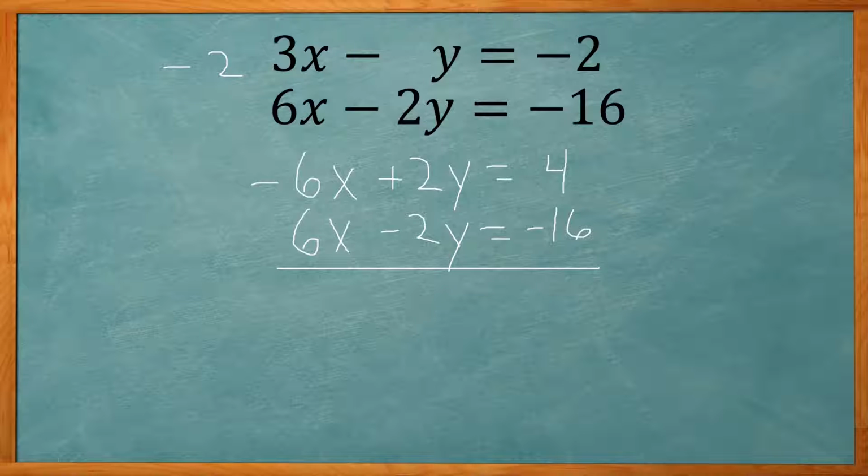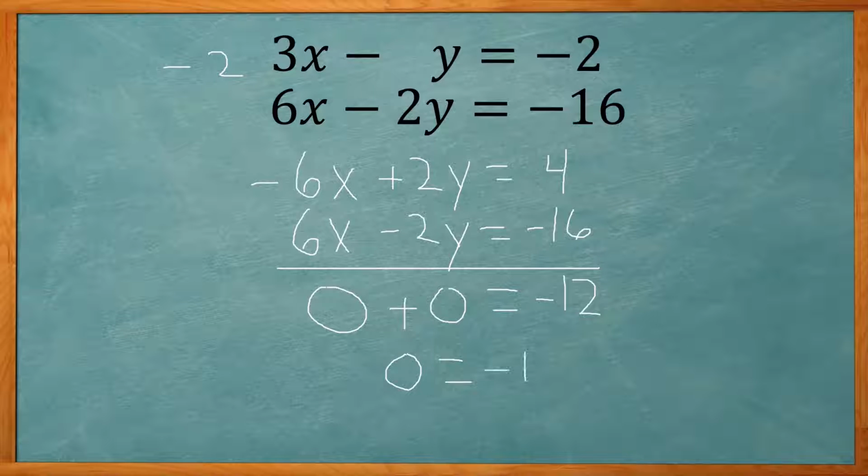-6x plus 6x is 0. And 2y minus 2y adds up to 0. And 4 minus 16 is -12. So I end up with 0 equals -12.